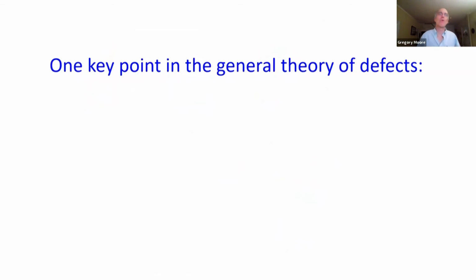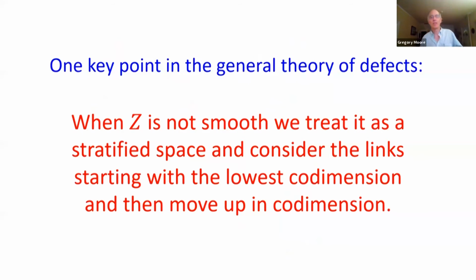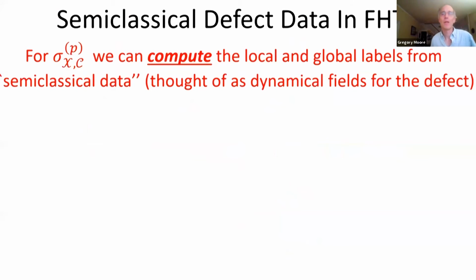Now, one key point you get from the general theory of defects is the following. When Z is not smooth, we treat it as a stratified space, and we consider the links, where we start from the lowest codimension, the highest dimension, and then we move up in codimension, looking at the more singular parts of Z. Okay, that's just an abstract discussion of where labels should live.